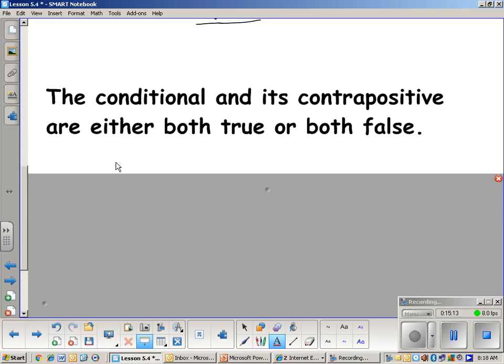A conditional and its contrapositive are either both true or both false. Please don't leave the words both out. If you take those words out, you get the statement that says a conditional and its contrapositive are either true or false. Well, that's true in every scenario. But this is a much stronger statement than that. These are saying the two go hand in hand. You can't have the conditional be true and the contrapositive be false. They can't be opposite of each other. They have to have the same truth value. Okay?